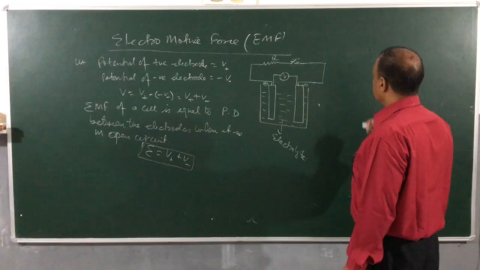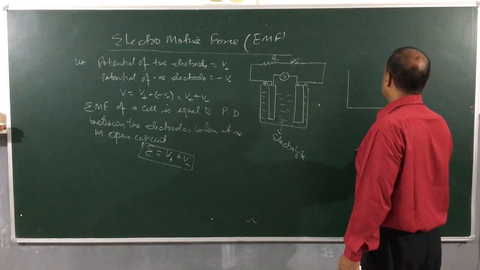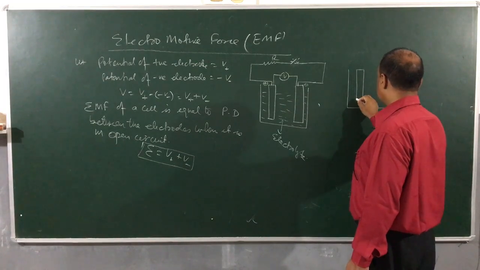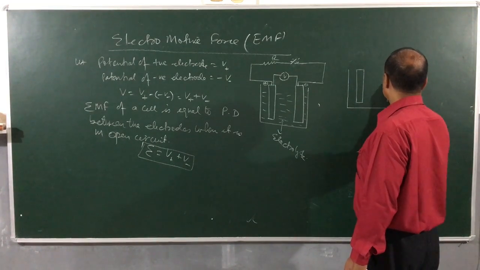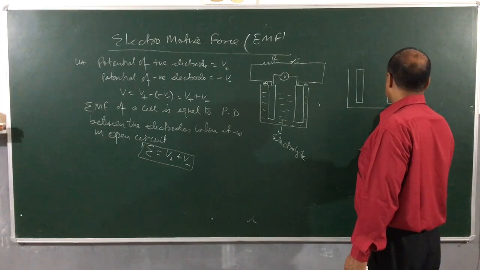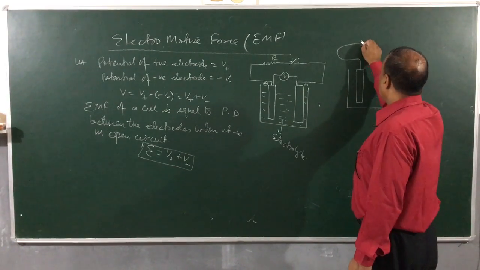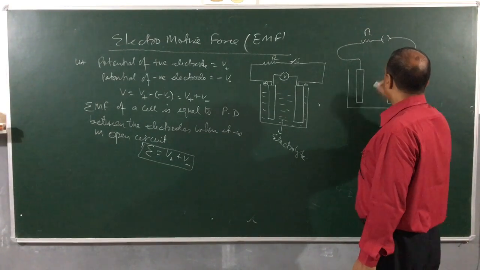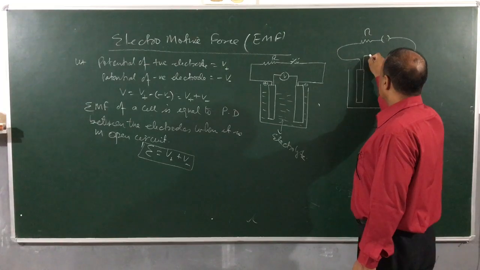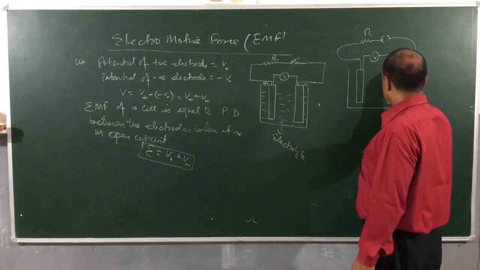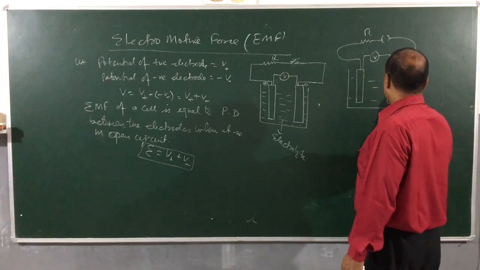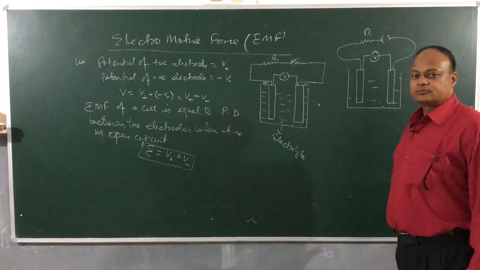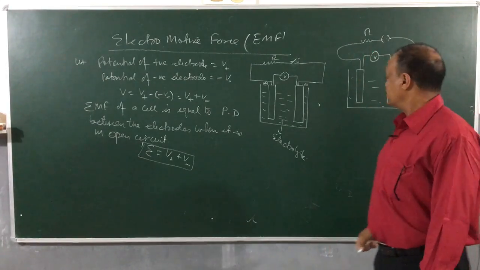Now, imagine a situation in which I have another cell, I have two electrodes here, and then I have the external resistance R. I close the key, yes, and then here I connect a voltmeter. This is the electrolyte. Now, once I close this key, then a current will be set up in the circuit.